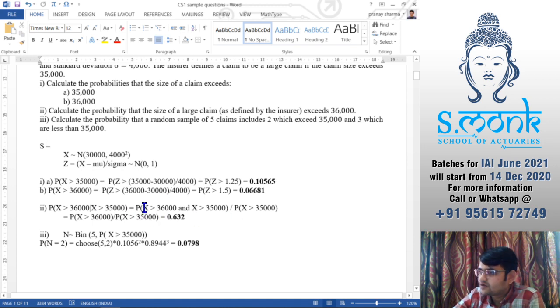So for conditional probability, the intersection you can say is 'and'. So x is greater than 36,000 and x is greater than 35,000, upon x is greater than 35,000. When a value is greater than 36,000 and greater than 35,000, that means it is definitely greater than 36,000. So we get the probability x greater than 36,000 by the probability x greater than 35,000. We had both the values here, which we found.